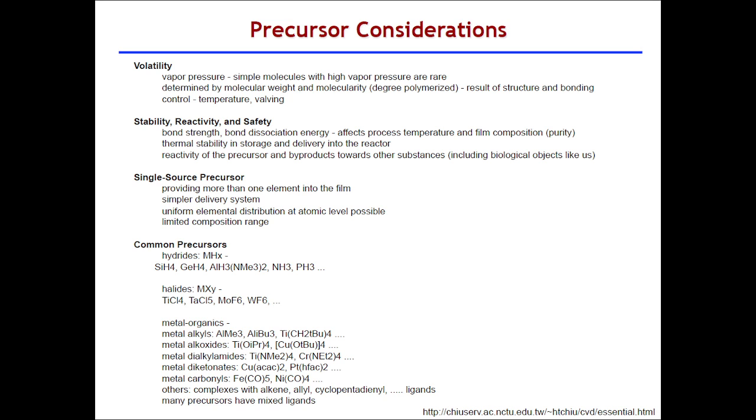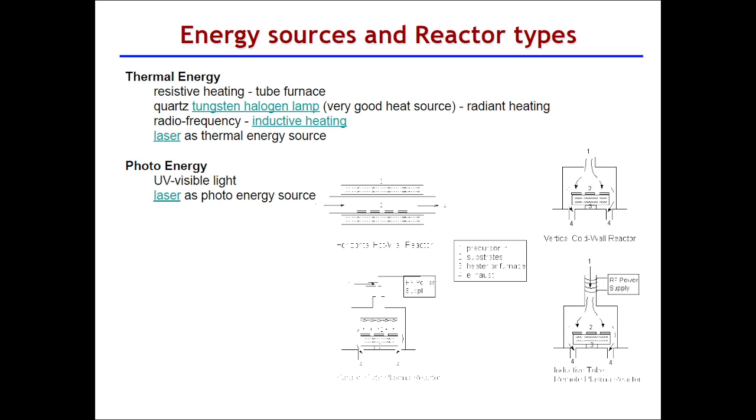Okay, the various considerations one has to take care of for a precursor are volatility, stability, reactivity, safety, single source precursors and common precursors. The energy sources and reactor types are also important. There are different types of CVD: resistive heating, quartz tungsten halogen lamps, radio frequency techniques such as inductive heating, and laser as a thermal energy source. Photon energy sources can be used, with UV light as a tool.